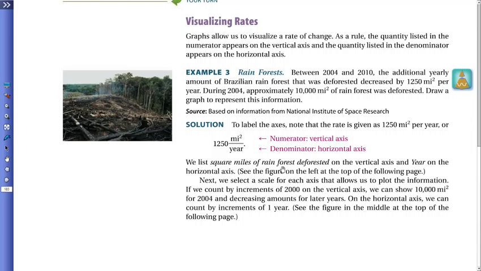Next, we select a scale for each axis that allows us to plot the information that's given, right? I don't want to start marking these out one at a time on a grid, because I'd have to start pasting graph paper together to get the numbers on this thing. So we think about scale and how we're going to fit this on the graph, and that's what they're talking about here.